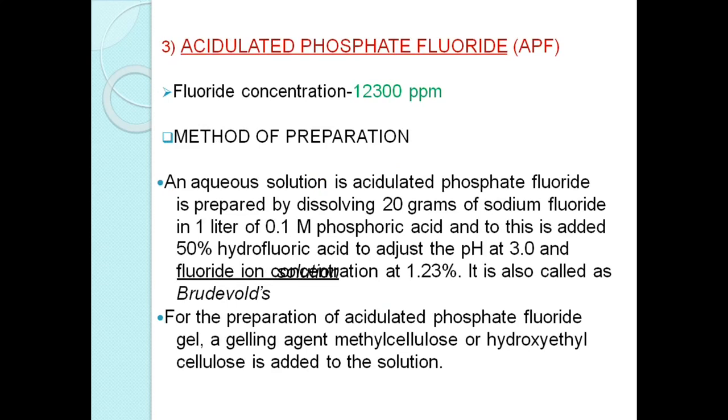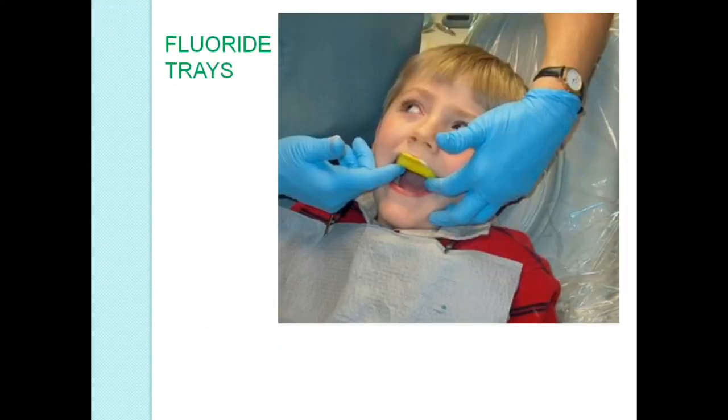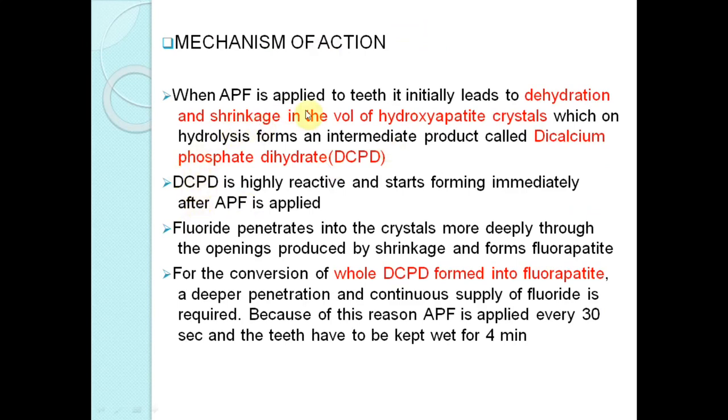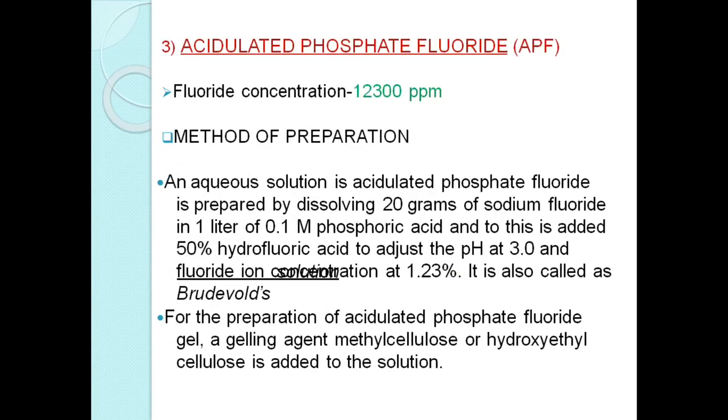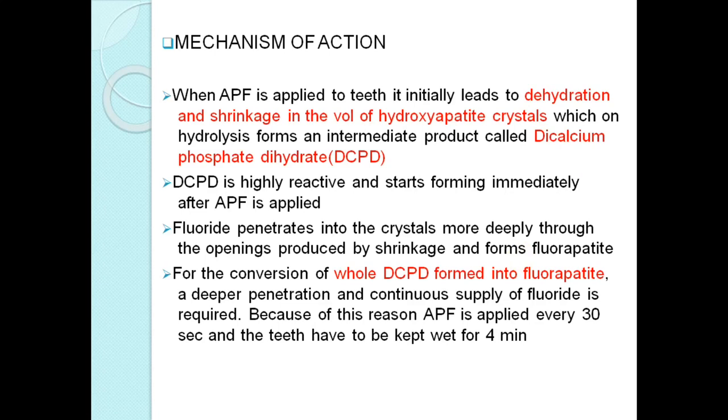So let's see what is the acidulated phosphate fluoride or APF mechanism. So here what happens is when APF is applied to teeth, in the beginning there is dehydration and shrinkage of hydroxyapatite crystals, because we are applying it at very low pH. It is applied at 1.23 percent and pH 3, which is very highly acidic. So it creates dehydration and shrinkage in hydroxyapatite crystals, and after that an intermediate product known as DCPD is formed, that is dicalcium phosphate dihydrate. So this forms in APF.